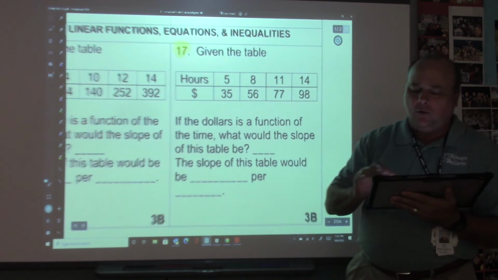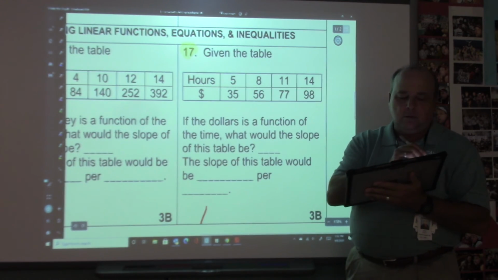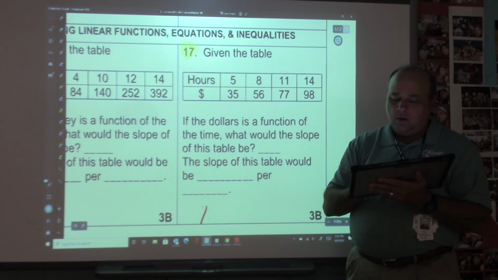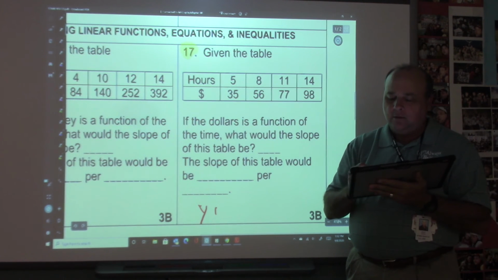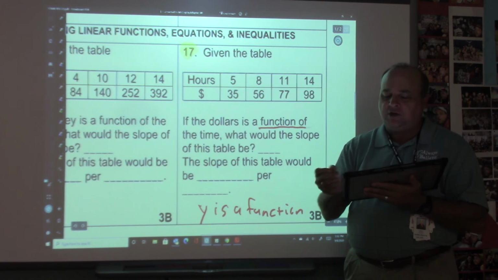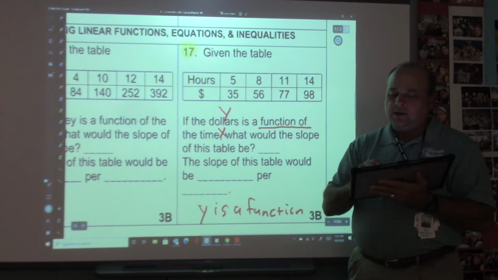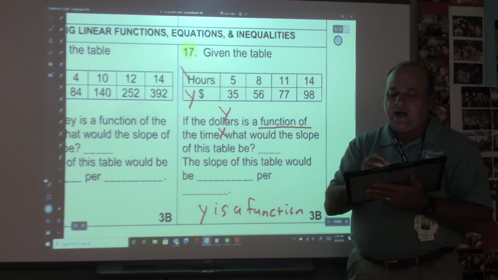Let's do this table. Remember, the most important thing is here, write down y. Let me get to where I can write. Y is a function of x. So write down y is a function of x. This right here, underline function of. Y is a function of x. So dollars is a function of time.